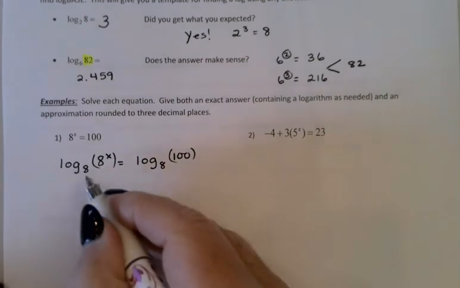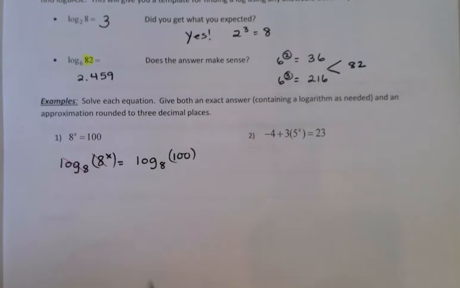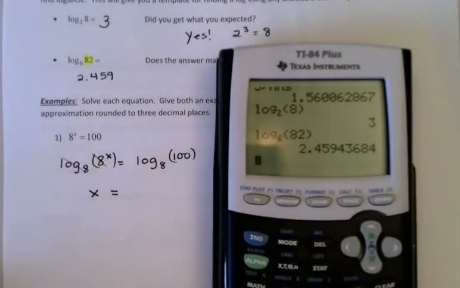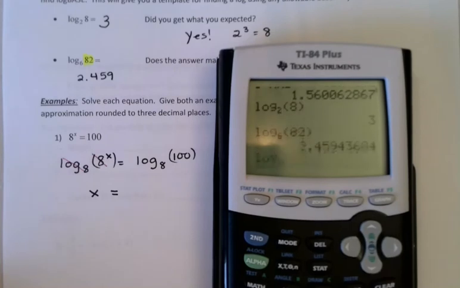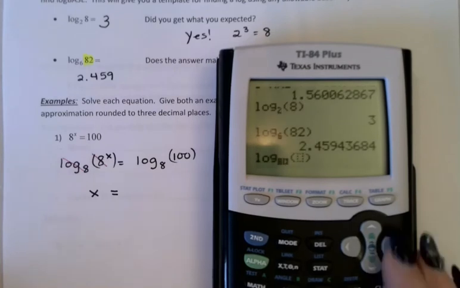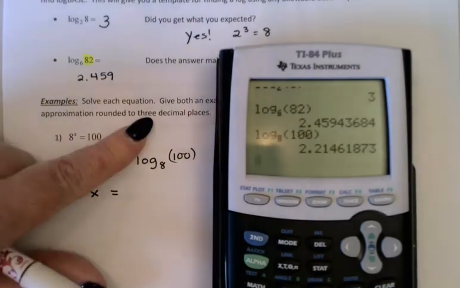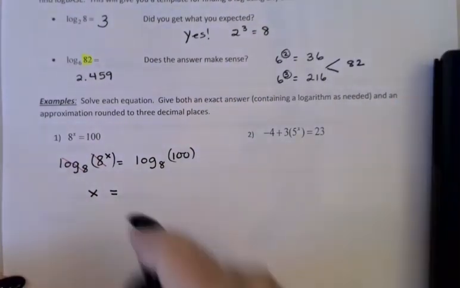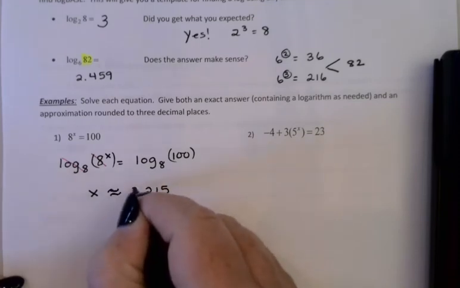And on the left side, the log base 8 and the exponential base 8 are inverse functions. So when they act on each other, that just leaves me an x. And on the right-hand side, here's where I need that log base function. The log base 8 of 100 is 2.214. It says round to 3 decimal places, so that's what we'll do. 2.215, actually, I guess, if I round. And that really is an approximation.